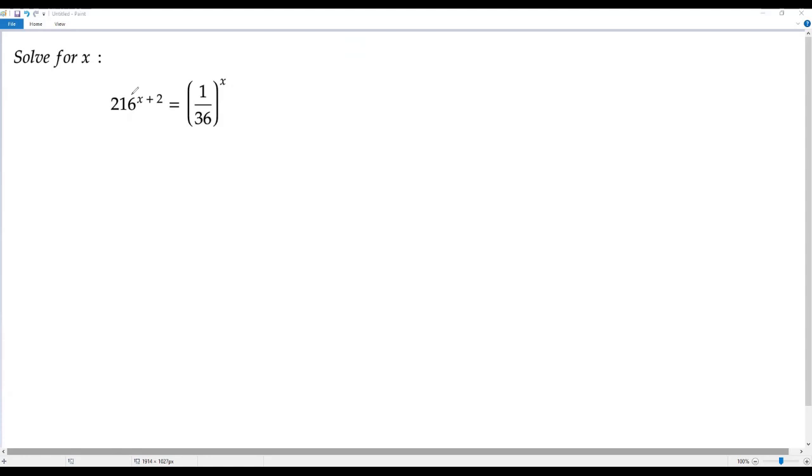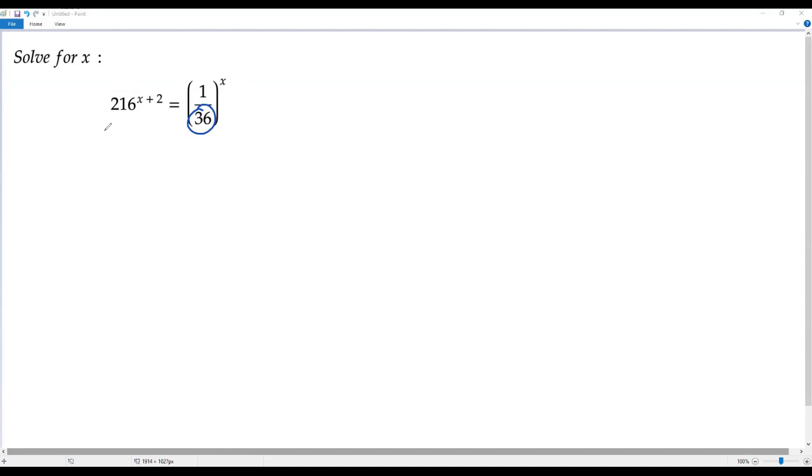Once we get the same base on both sides of the equation, we can equate the exponents and solve for the variable. Here, the base on the left side is 216 and on the right side we have 1 over 36. Both 216 and 36 are powers of 6. 216 can be written as 6 to the third power and 36 can be written as 6 to the second power. In that way, I'll be able to get the same base on both sides.